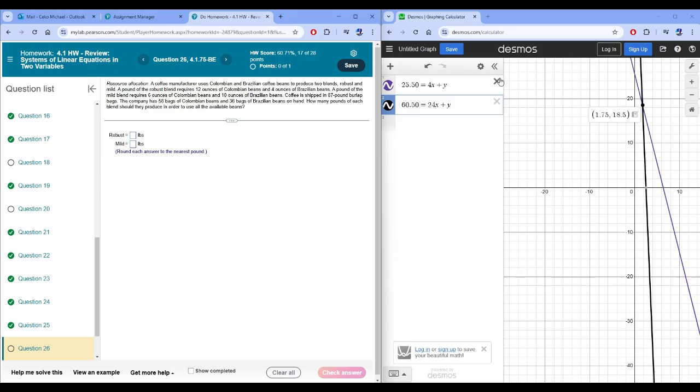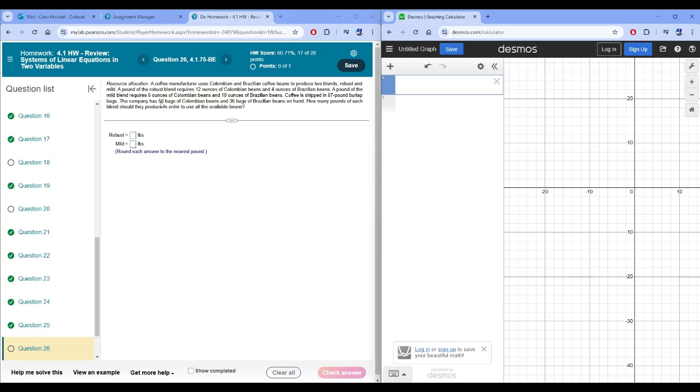A pound of the robust blend. A coffee manufacturer uses Colombian and Brazilian coffee beans to produce 2 blends. x is going to be Colombian, y is going to be Brazilian. A pound of the robust blend.